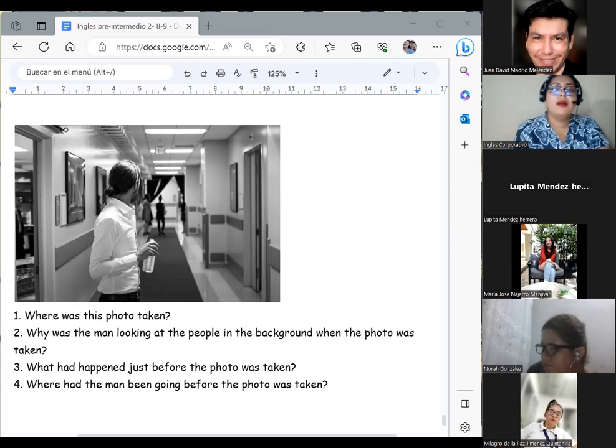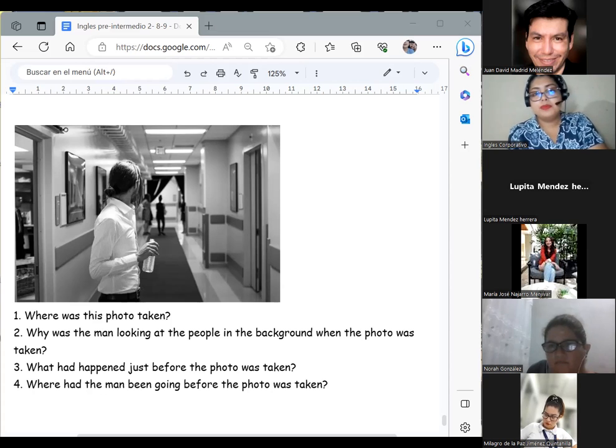Oh, it could be. Number three, what had happened just before the photo was taken? Before the photo was taken, the man was walking. Okay, very good. Number four, where had the man been going before the photo was taken? The man had been going to the kitchen before the photo was taken. Oh, very good answers. Thank you. Someone said the photo was taken in a hospital. Maybe. It could be. We have different options in this case.